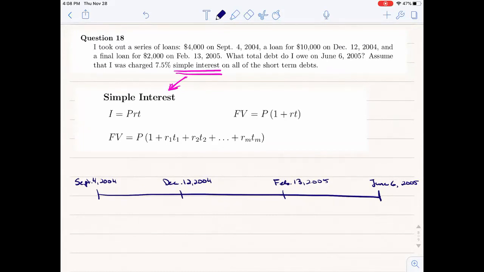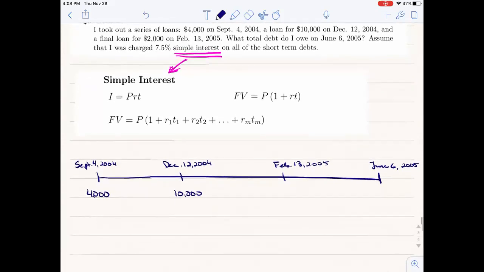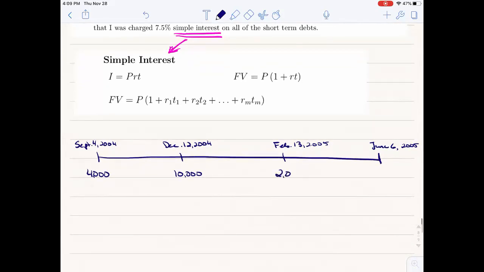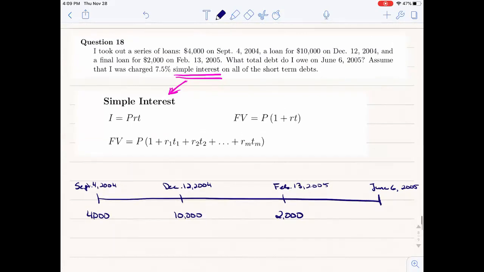Now I'm going to put my dollar amounts below each of these ticks. So 4,000 goes below September 4th, 10,000 on December 12th, and 2,000 on February 13th. And then we want to know, what total debt do I owe on June 6th, 2005? So June 6th, that's where I'm interested in, right?